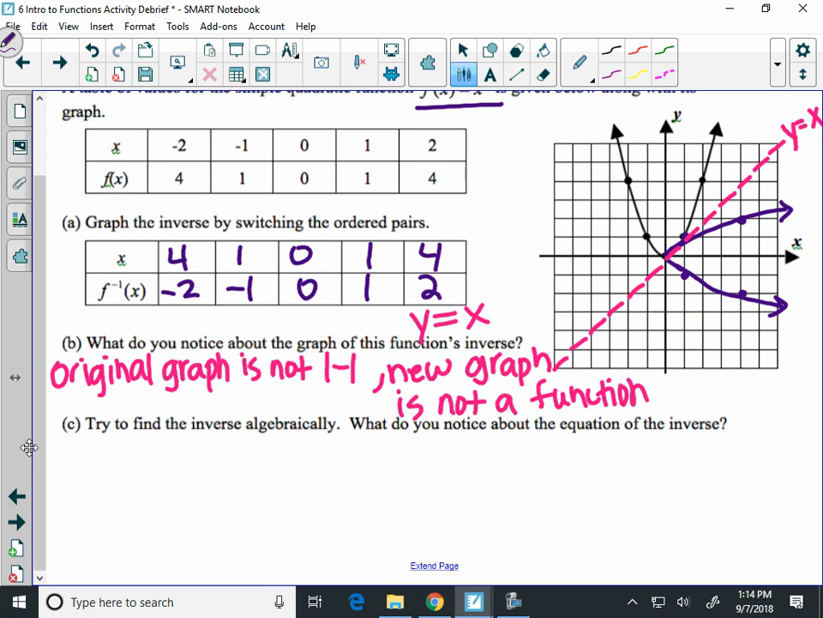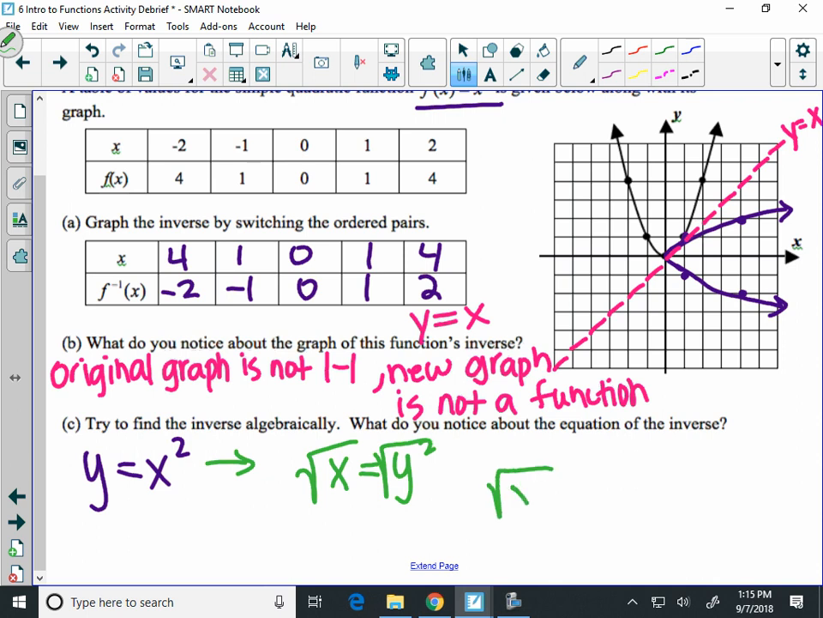Let's try one more thing. Let's find the inverse of x squared algebraically. So we started with y equals x squared. That's your original. How do I find the equation of the inverse? What do I do with the letters? Flip them. All right. So I'm going to take x equals y squared. Now, what do I have to do to get y by itself here? Take the square root. All right, I'm going to square root both sides. And that's going to give me the square root of x equals y. That seems harmless, right? Seems like the right equation.